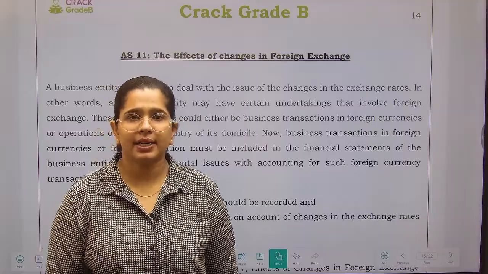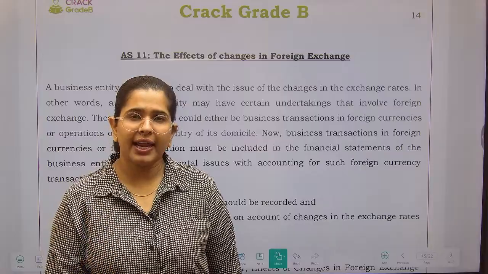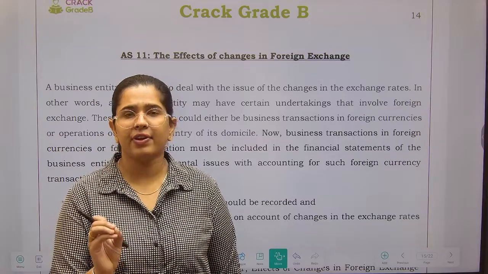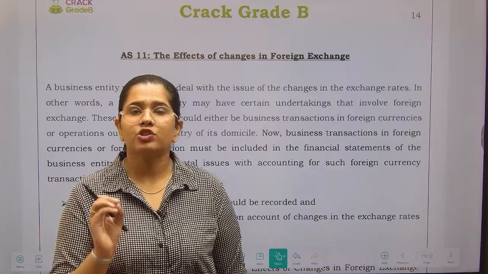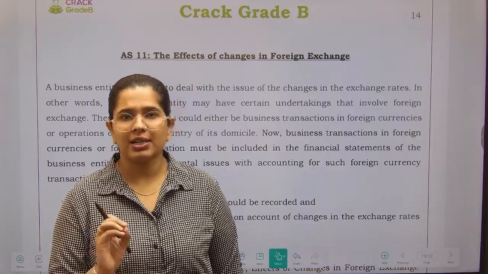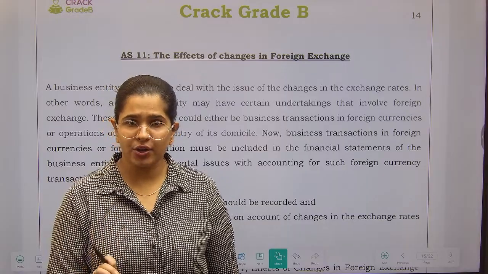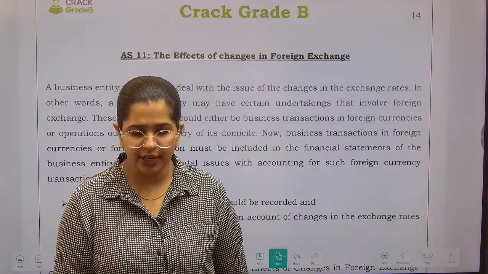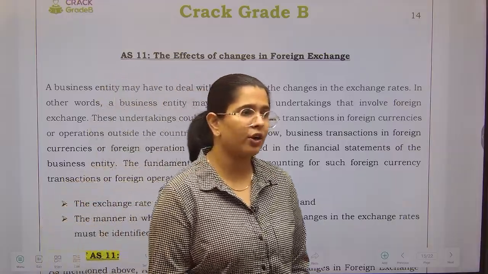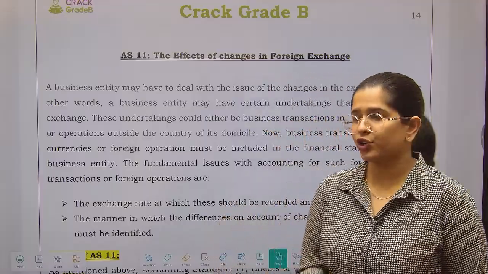I have purchased the building in Dubai. So the date of transaction is 10th February. Now I will record the transaction at the exchange rate which is given on the transaction date. Transaction date वाली ही exchange rate पे recognize करूंगी क्योंकि उसी दिन तो transaction हुआ है.